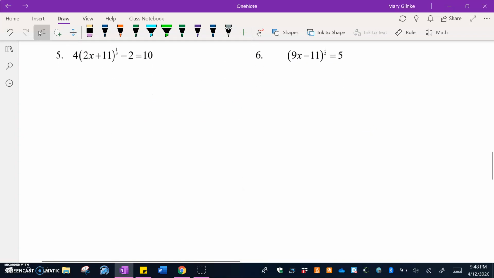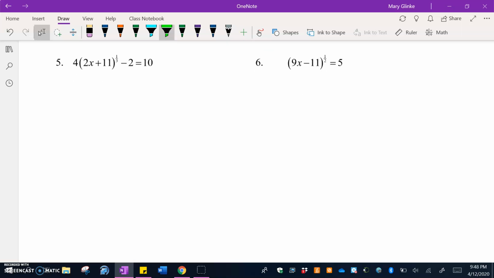Let's go ahead and now move to problems that are radicals, but they don't look like radicals because of the exponent. So the exponent here is 1/3. As a reminder, that is the cubed root. We're going to go ahead and deal with these problems, but we're going to leave them in exponential form. So we're going to get this entire term that is being raised to the 1/3 power alone first.